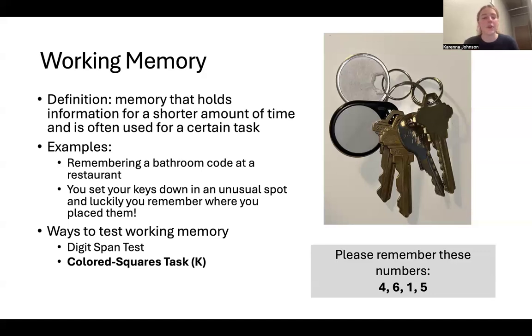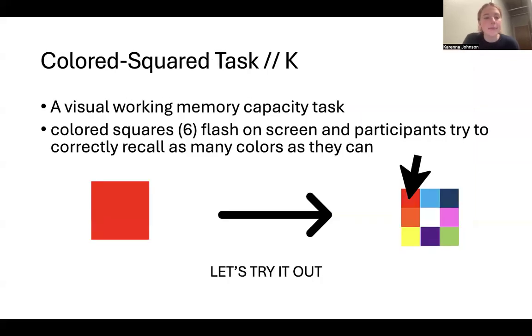In the data sets that I worked with, we used the colored squares task, which my lab calls K, which is a visual working memory task. It's where six colored squares flash on screen, and participants try to correctly recall as many of these colors as they can. So you see this one's red here, and then after a short break, participants will try to correctly click red for that square.